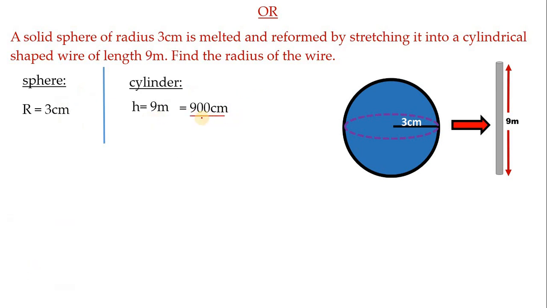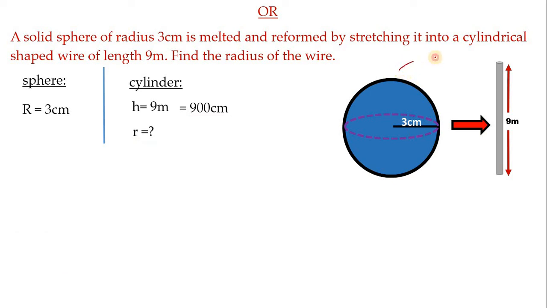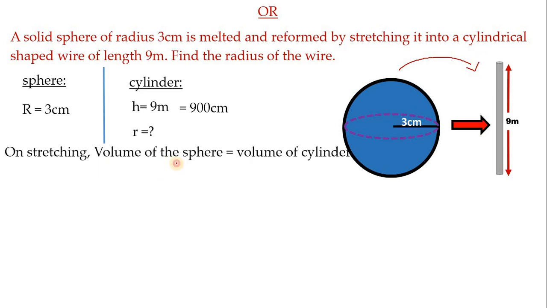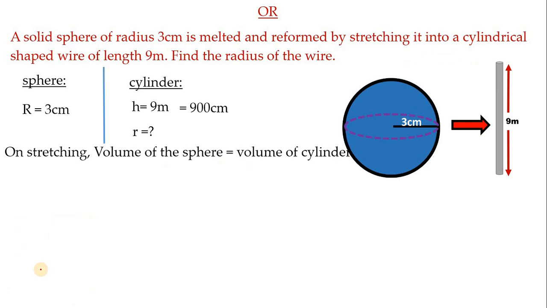Now height we have converted into centimeter, and small r is equal to question mark. This radius we have to find. And one important thing is what? Whenever conversion is taking place, there will be no change in its volume. Therefore, on stretching, volume of sphere is equal to volume of cylinder. So volume of sphere finding formula is what? That is 4 by 3 pi r cube, and volume of cylinder finding formula is pi r square h.